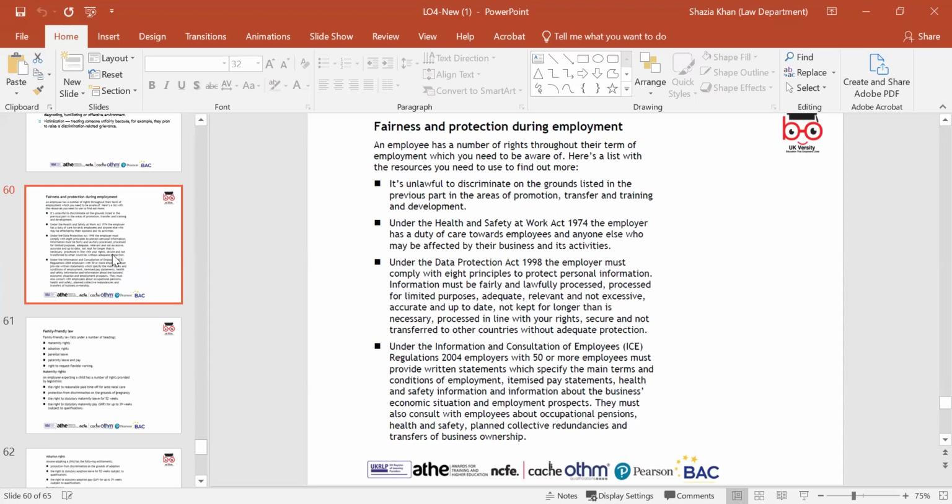Under the Data Protection Act, which we looked at earlier, employers must comply with the 8 principles to protect personal information. Under the Information and Consultation of Employees (ICE) regulations, employers with 50 or more employees must provide written statements which specify the main terms and conditions of employment, itemised by pay statements, health and safety regulations, and economic situation within their employment prospects.